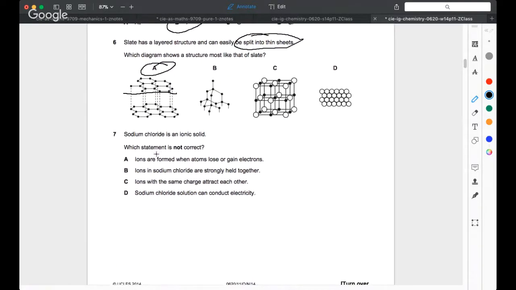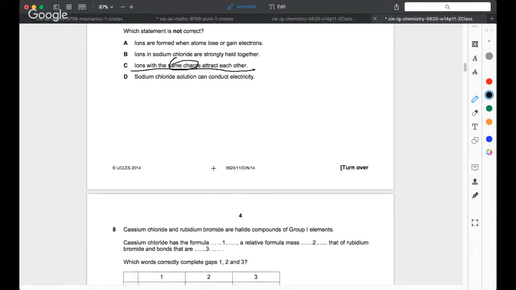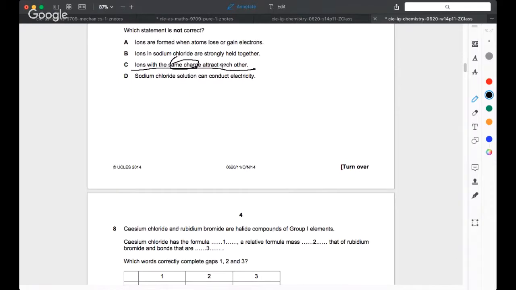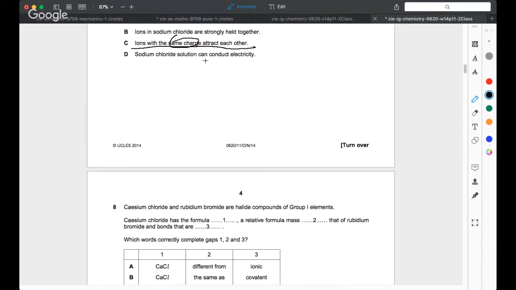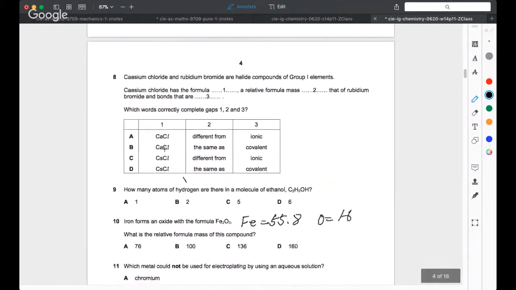And number 7. So which statement is not correct? So that would be C, because same charges repel each other. So yeah, like charges repel each other and opposite charges attract each other. So number 8.